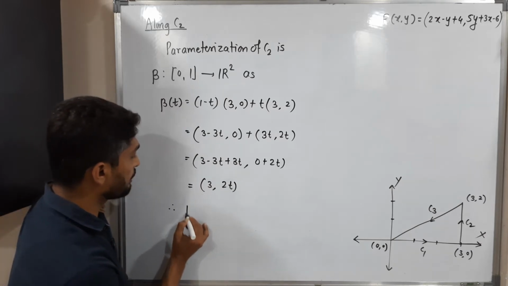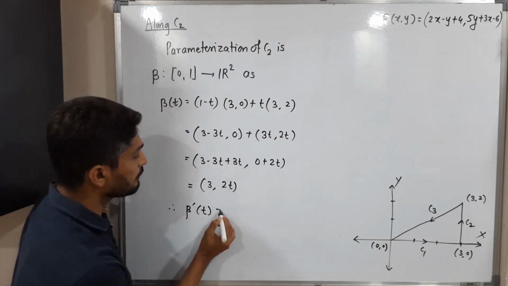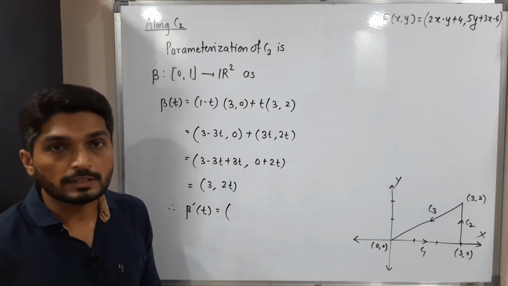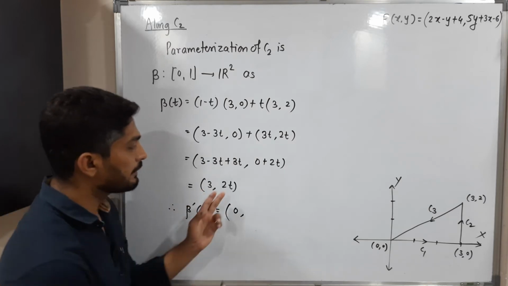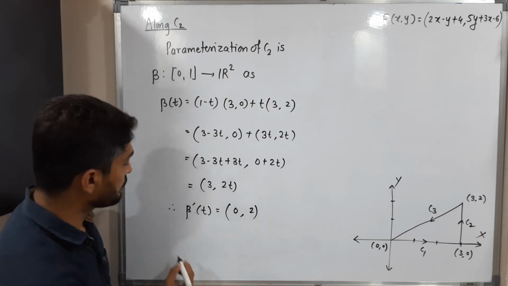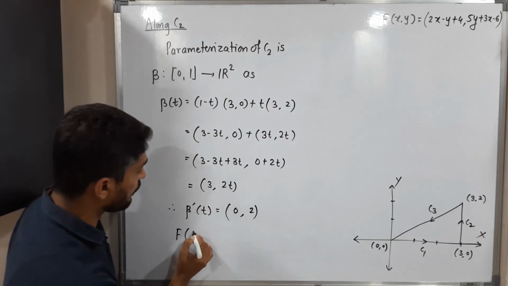Therefore beta dash of t. We will find the derivative component wise. Derivative of 3 is 0 since it is constant, and derivative of 2t is 2. Okay. So let us find f of beta of t now.